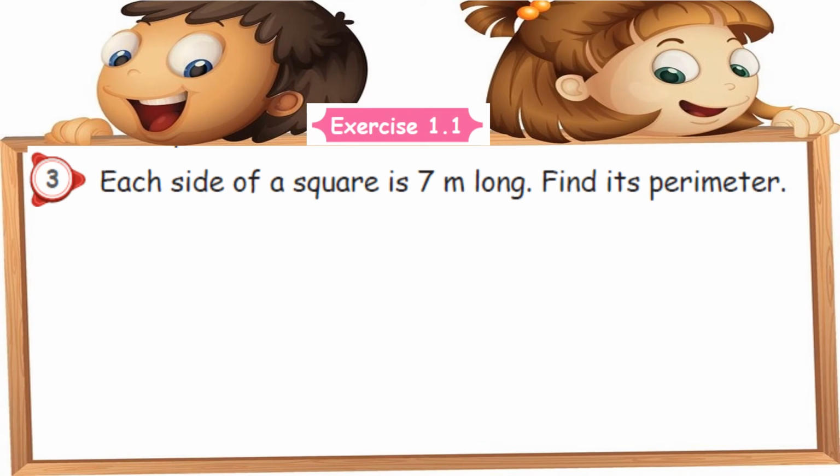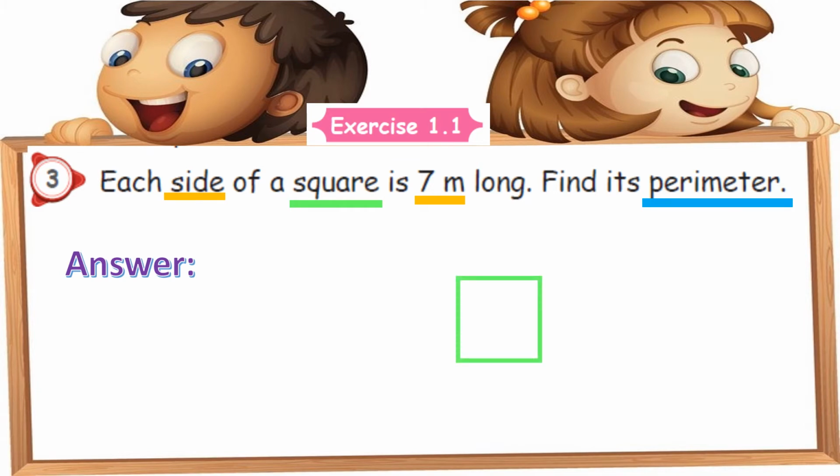Third sum. Each side of a square is 7 meter long. Find its perimeter. Here they have given us a square, and for this square we are going to find the perimeter. Side is 7 meter. Then the answer: draw one rough diagram of a square and mark 7 meter on all the sides, because all 4 sides are equal in a square. So mark it the same. What is given? Side equal to 7 meter.